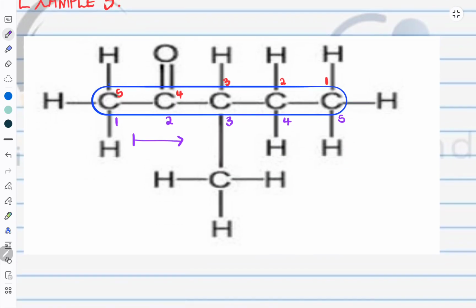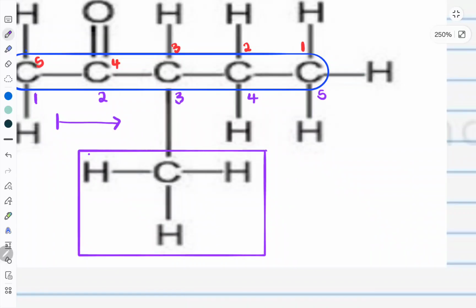Another thing that we notice is outside our parent chain, we have another substituent there, or a branch of some sort, and we call this our alkyl group. And the name of this alkyl group, since it contains only one carbon atom, is a methyl group. Remember, 1 meth, 2 eth, 3 prop, and so on and so forth up until 10, dec. All right, so this is our methyl group.